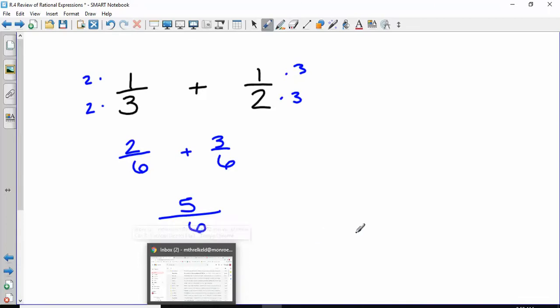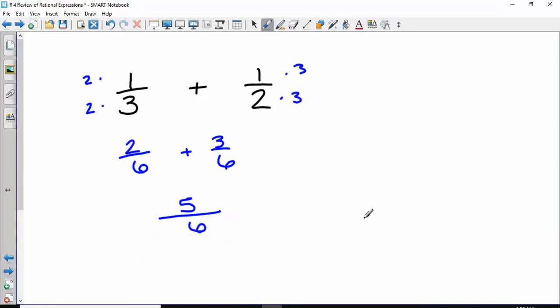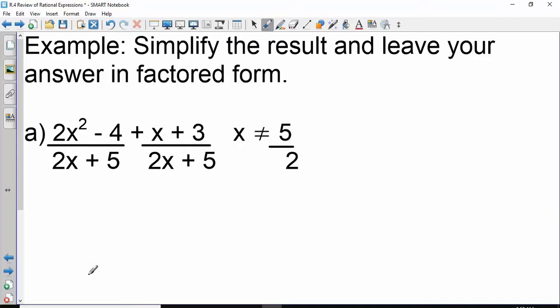So we can use this same technique to add rational functions. So things that have variables in them, not just nice numbers. Let's start with this one. The directions on these, it'll say simplify. I'll always just tell you to leave it in factored form, so I'm not going to make you multiply out your answer.